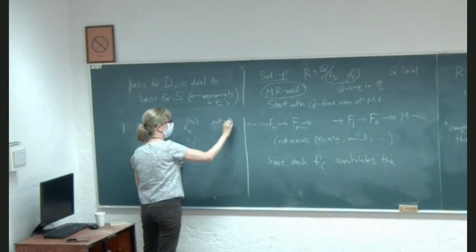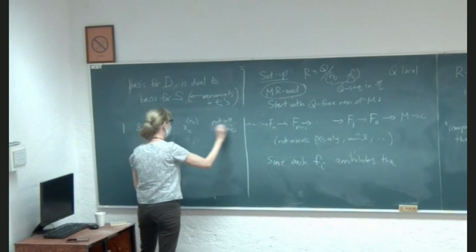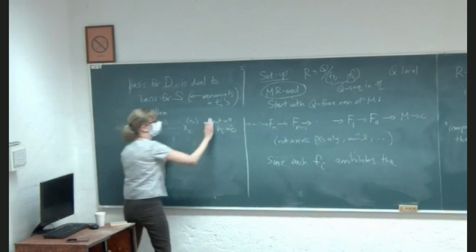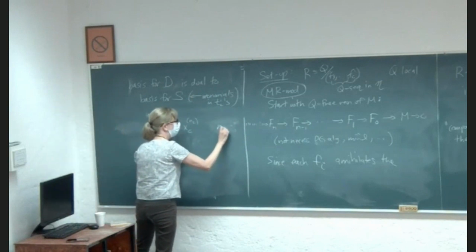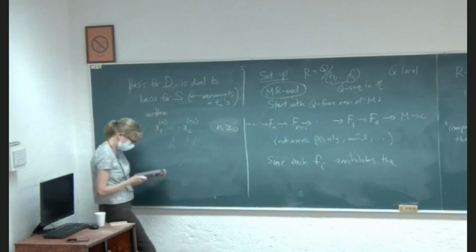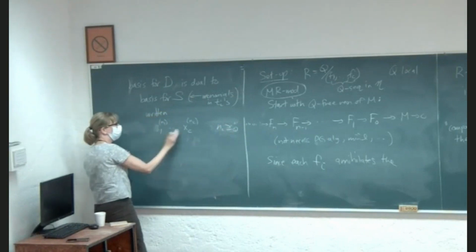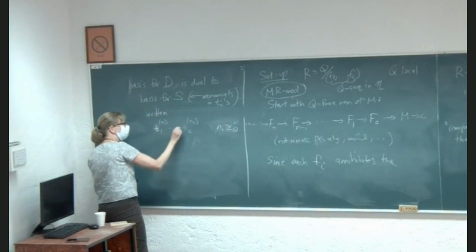Not all n_i equal to 0. Why don't I just forget the 1 and just leave it like this? Okay, n_i bigger than or equal to 0. I need to read my notes instead of just talking. And also, what am I running x's for? They're t's. The variables are called t's.